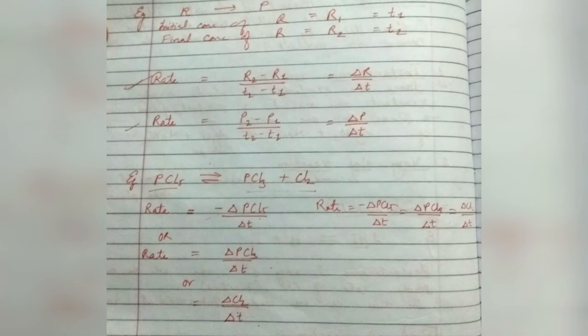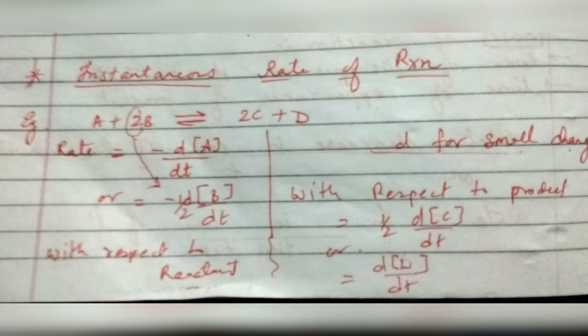Here one example is given: PCl5 gives you PCl3 and Cl2. So how can we write the rate? Rate is equal to minus delta PCl5 divided by delta T. Minus, because the reactant always decreases, and on the product side we will not write minus because the product increases. Rate is also equal to delta PCl3 divided by delta T. It is also equal to delta Cl2 divided by delta T. Whichever side it is written on, you can write it in each sense.